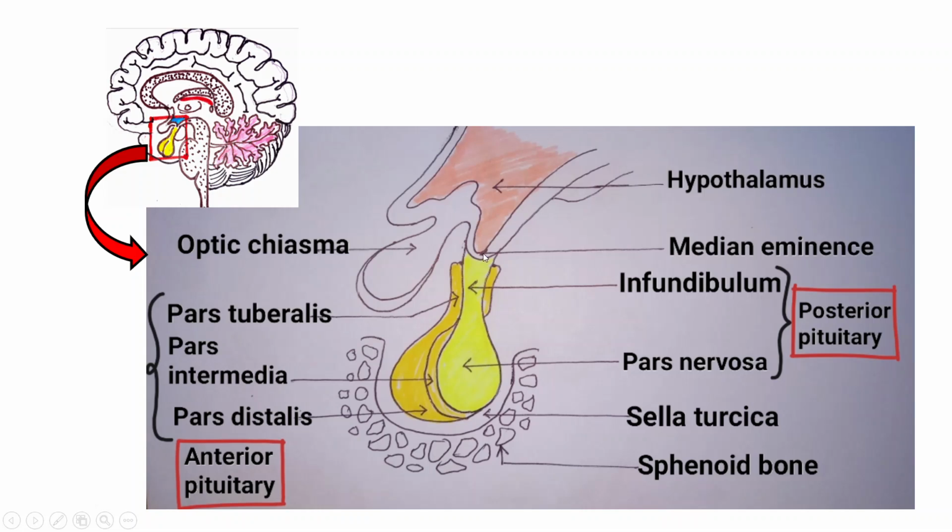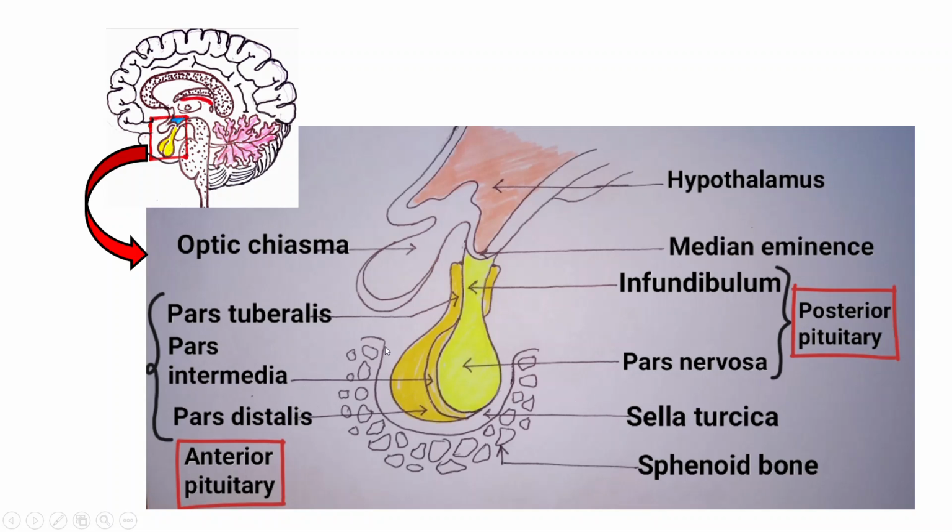Here you can see this yellow pituitary gland composed of two main parts, anterior pituitary and posterior pituitary. Posterior pituitary is composed of a slender stalk-like infundibulum which attaches the pituitary to the hypothalamus at the median eminence. Whereas another part of the posterior pituitary is pars nervosa, which is composed of neuronal cells. That is why it is named pars nervosa.